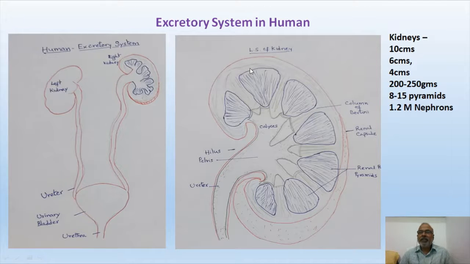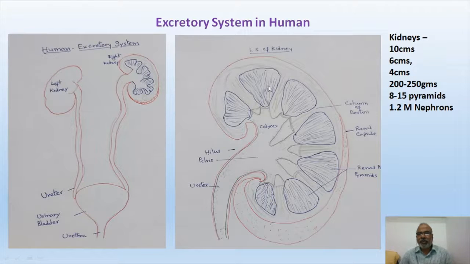The nephrons may be situated at the junction between the cortex and medulla, called juxtamedullary nephrons, or some nephrons may be located deep into the medulla. Their Henle's loop is deep into the medulla. They are called medullary nephrons.